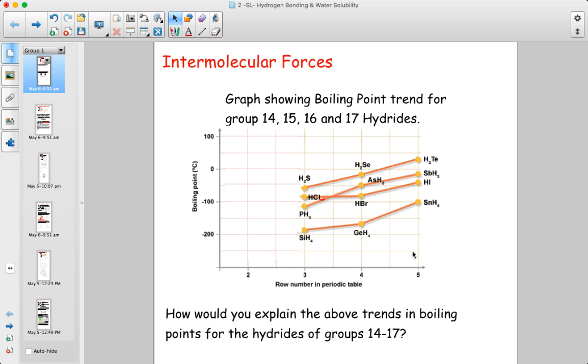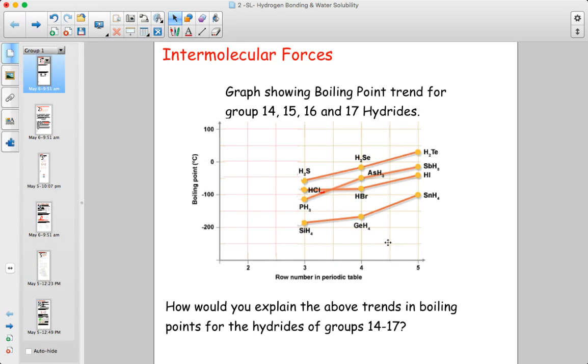Okay, this video is going to serve as an overview of hydrogen bonding, the third type of intermolecular force, and the implications that it has for water solubility. Okay, so if we look at this graph, it's going to look at different groups of compounds, specifically hydrides, which means the compounds of different elements with hydrogen.